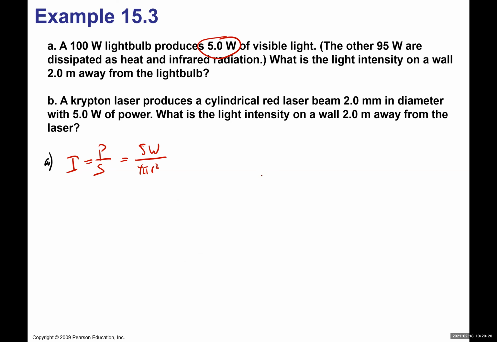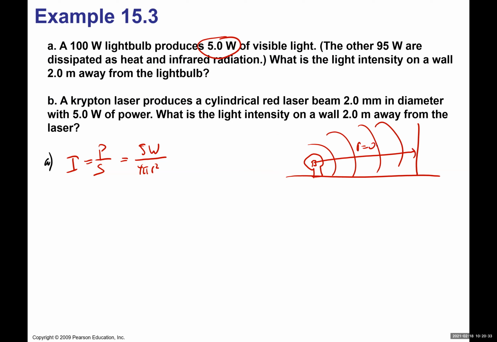So that's basically my distance, right? Let's say here's a light bulb, and there's a filament there. So it starts spreading out, right? And here's then the wall. So then you're looking at r, which is 2 meters long. That means, what is the intensity when it hits the wall? So then 5 watts divided by 4 pi times 2 meters squared. Then we get 0.095 watts per square meter. That's the intensity of that light.